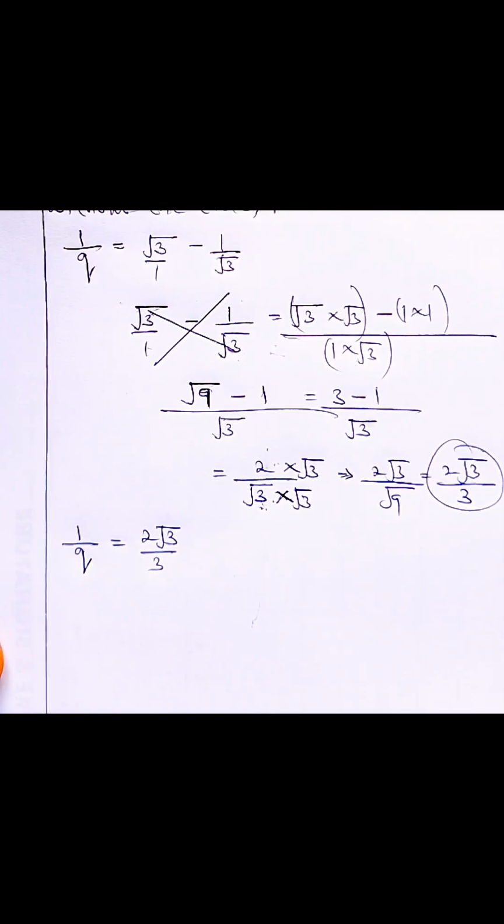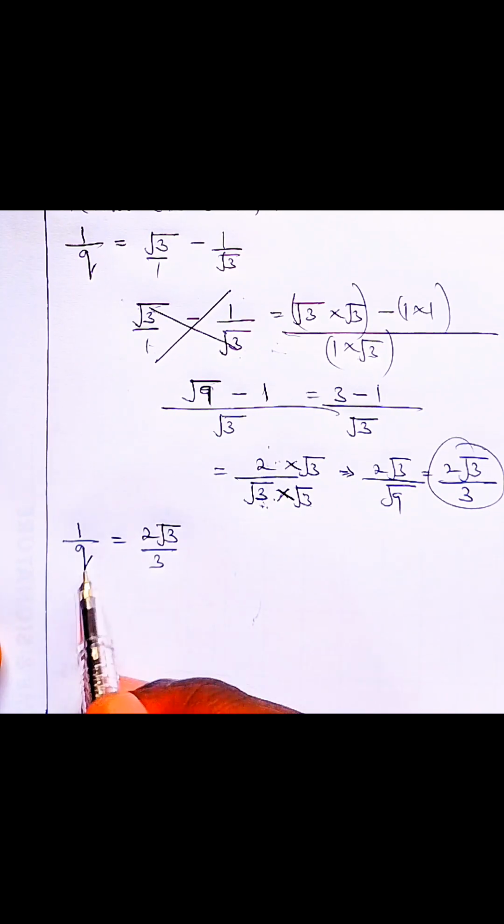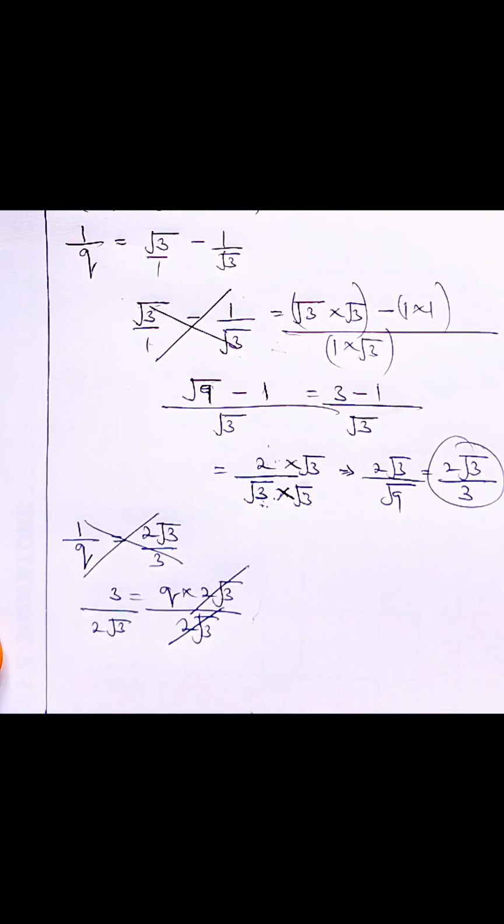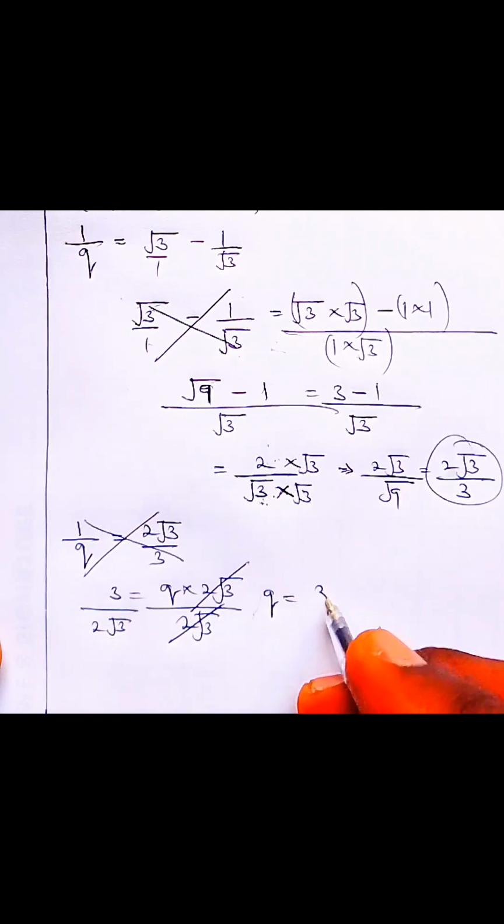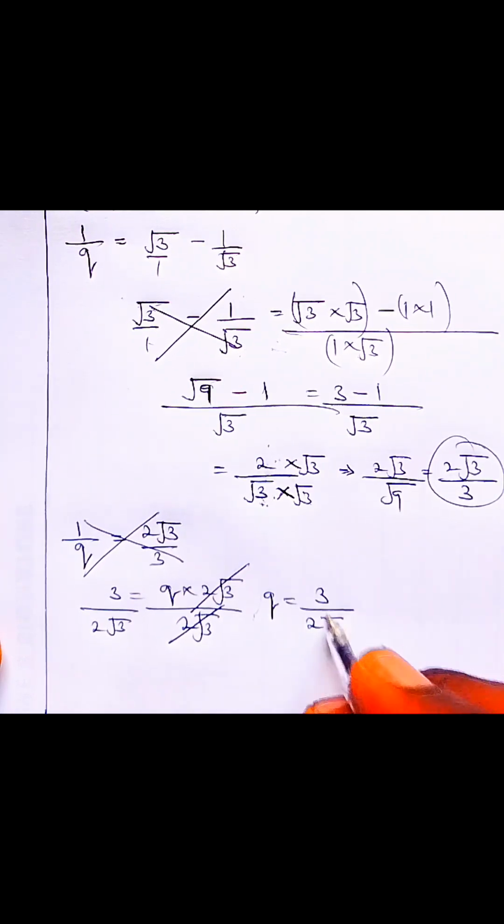So if 1 over q is equal to 2 root 3 over 3, now don't forget we can cross multiply. So 3 times 1 is 3, q times 2 root 3. So what do we do next? We divide both sides by 2 root 3. This takes out each other. So that will be q equals 3 over 2 root 3.